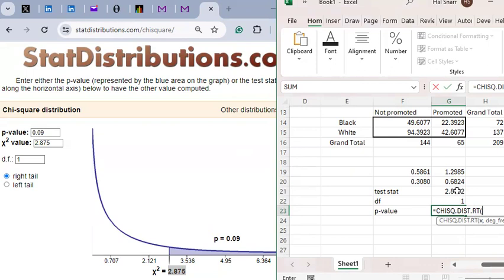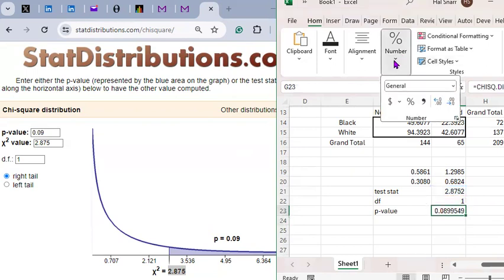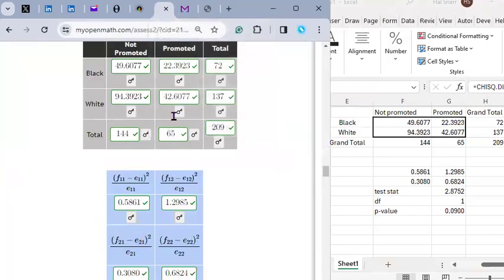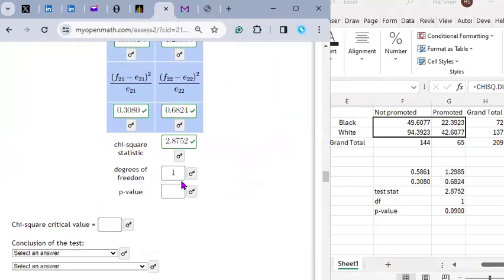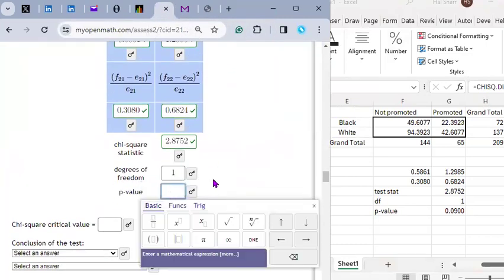So I'm going to click on the test statistic here, and then I'm going to hit comma, and then I'm going to click on the degrees of freedom, which is 1. And then I'm going to close the parentheses and hit enter. So the p-value to 4 decimal places is, in fact, 0.09. So it agrees with statdistributions.com.